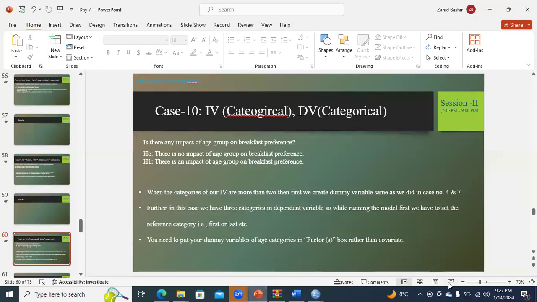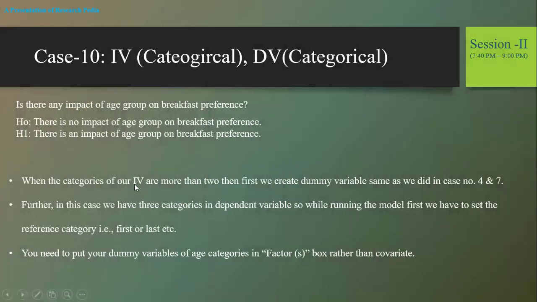There are some guidelines that we need to understand. When the categories of our independent variable are more than 2, then first we create a dummy. So we need to create dummies of our independent variable, same as we did in case number 4 and 7. Yesterday I told you how to create the dummy variables of different categories, and today in case number 7 I also let you know how to create the dummy variable.